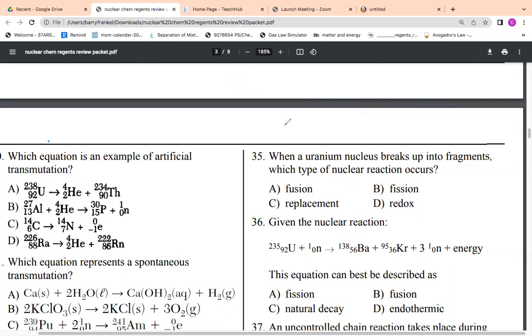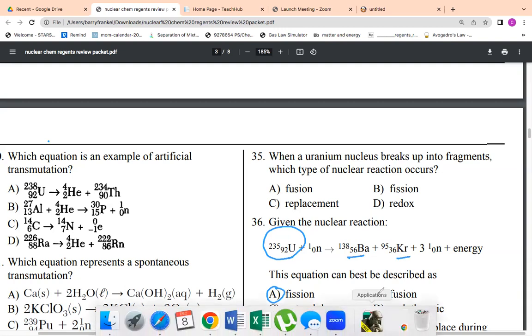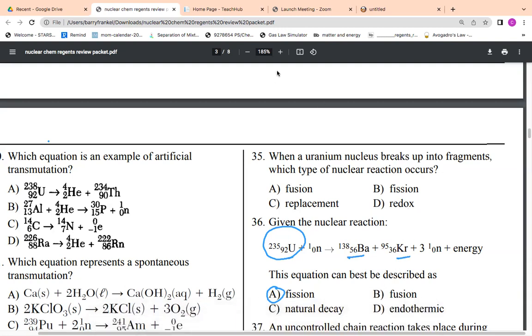All right. So given the nuclear equation below, this equation can best be described as, and this should be something that we recognize, if we see uranium being hit with a neutron, and then we see some other elements over here on this side, this is fission. Again, we have something heavy. Uranium-235 is a heavy isotope. It's heavy and it's being broken down into multiple other elements. This is the definition of fission.